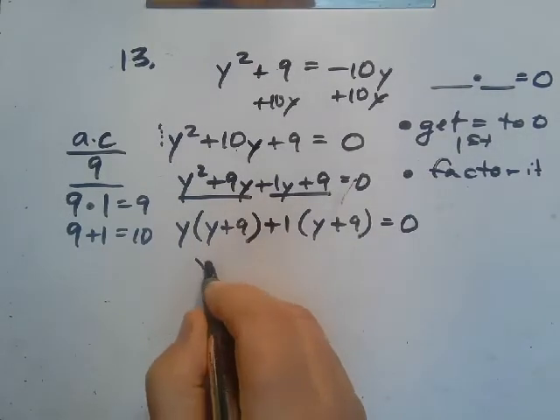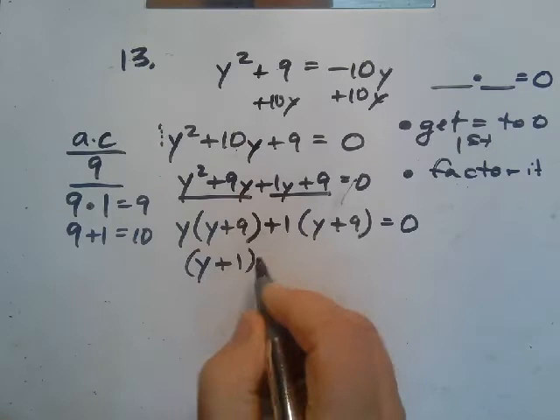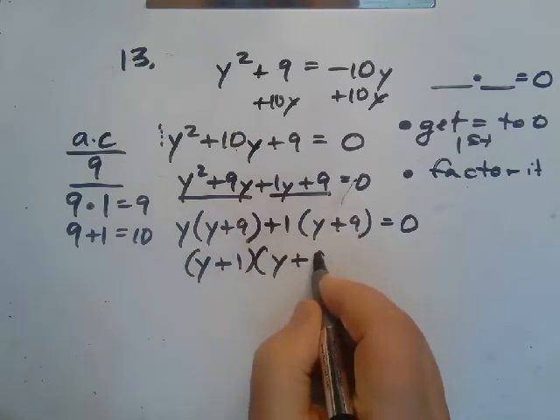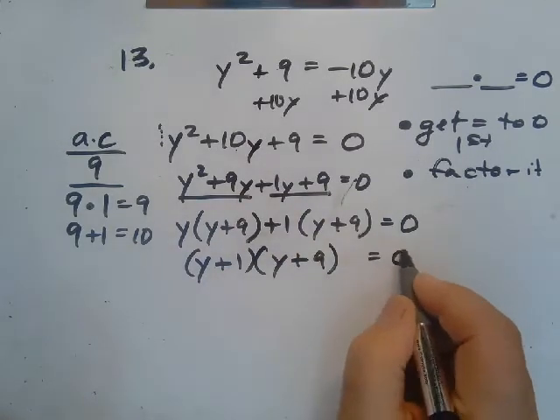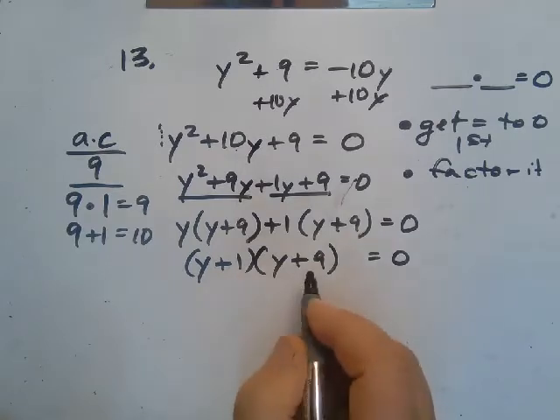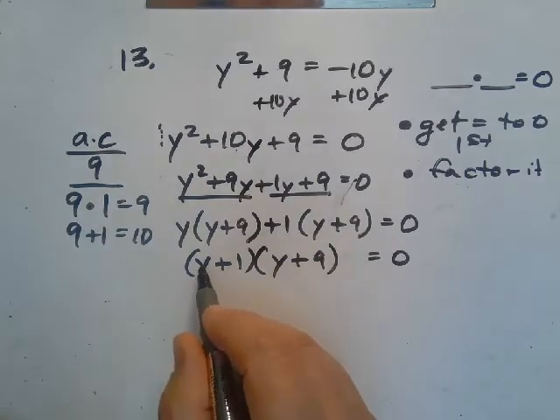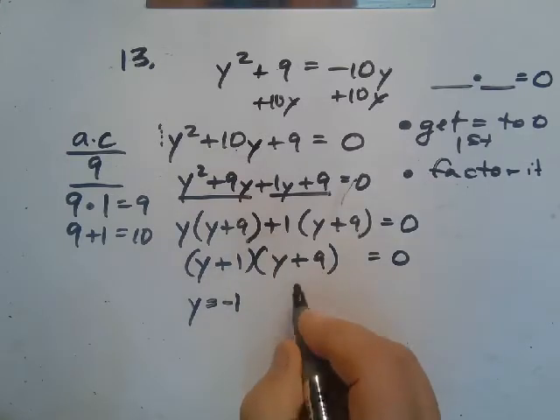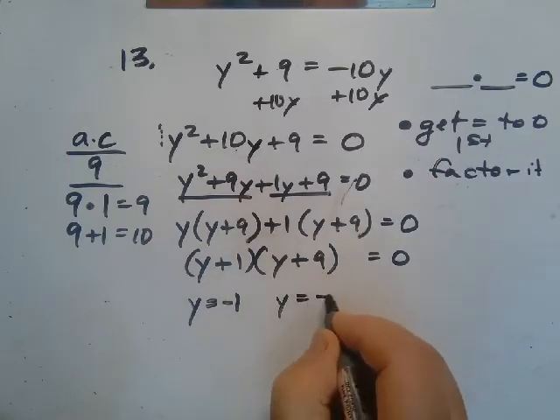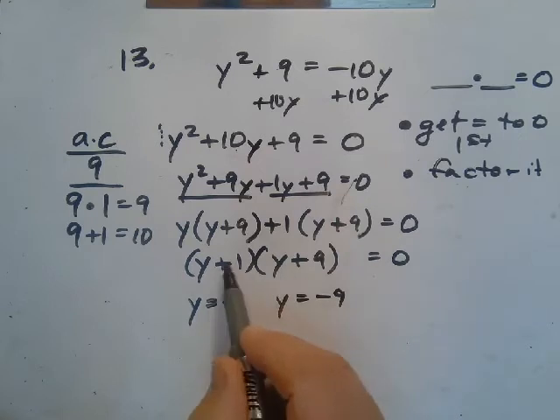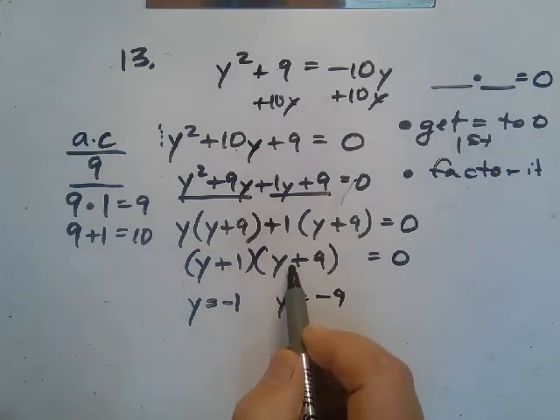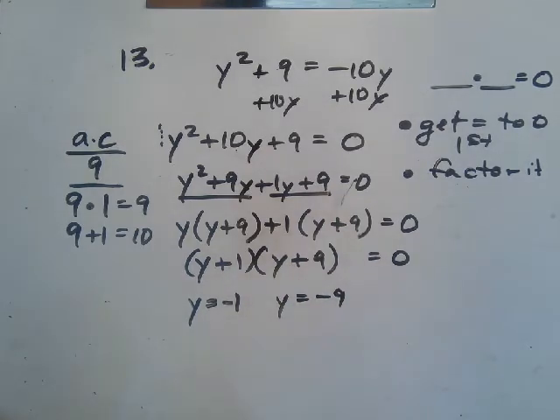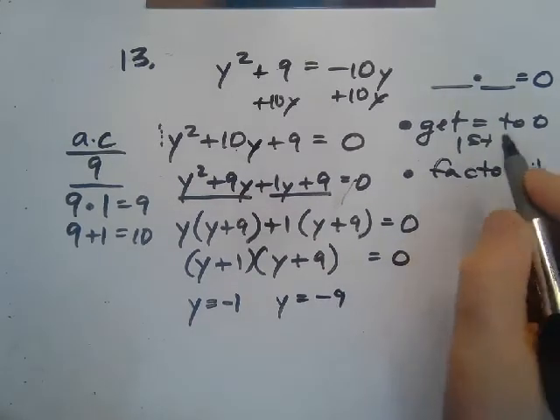So now when we marry the groups, we're going to get y plus 1 and y plus 9 equals 0. So setting each of these equal to 0, I can see that this one's going to be negative 1 just by looking at it. And I can see that this one's going to be negative 9 just by looking at it. I want each of these to be 0. So I had to set each one of them equal to 0, and I get 2 answers.